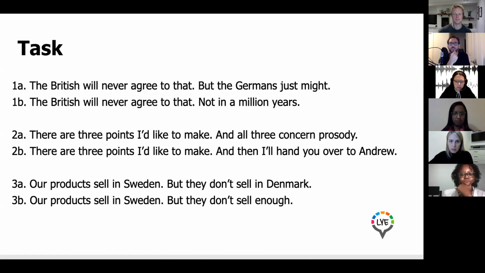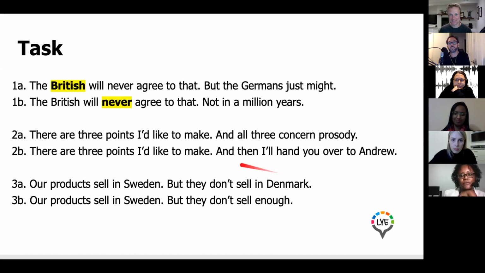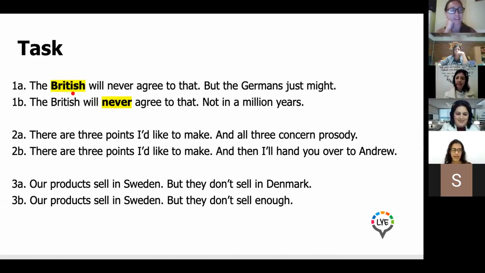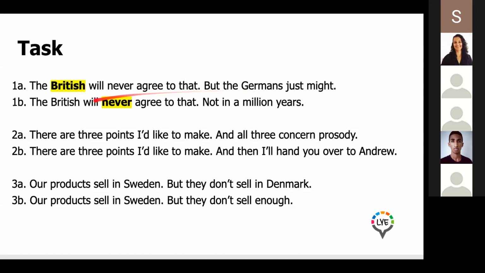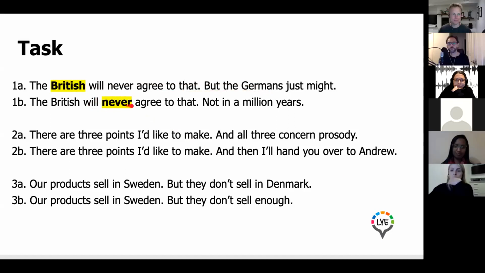Never. Are you sure about that? The British will never agree to that, but the Germans might. Are you sure about that? I don't know. So let's see what we have for number 1 here. So for number 1, we would have the British, because we're contrasting with the Germans. And in number 2, the British will never agree to that, not in a million years.